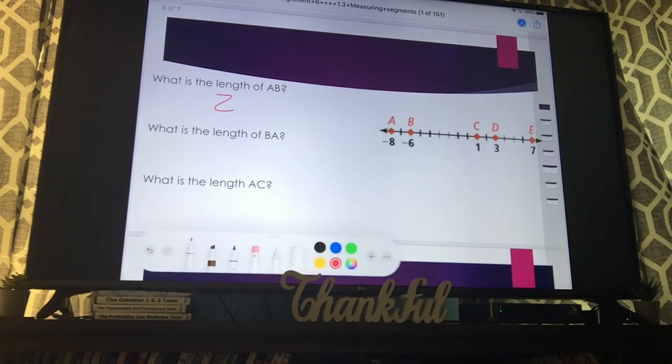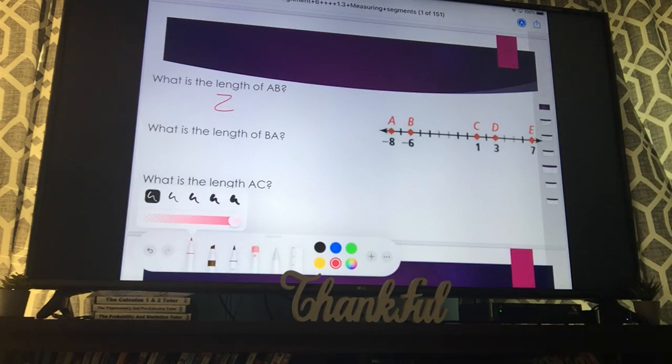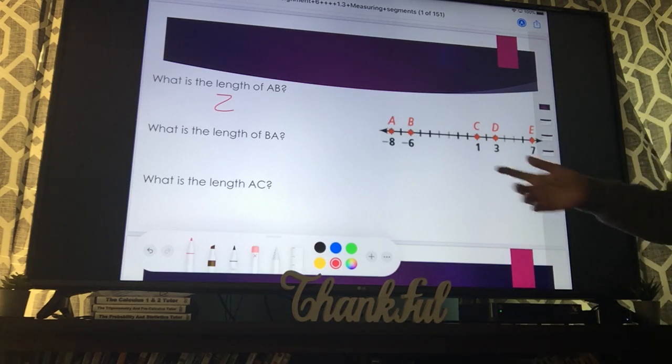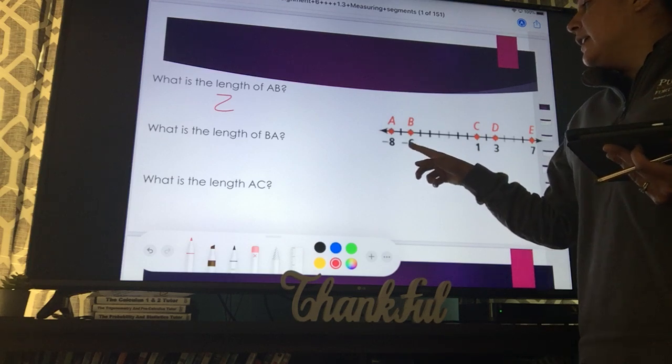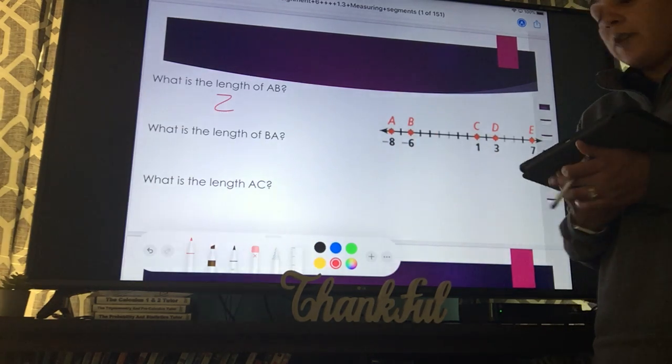Okay, and then it says, well, what is the length of BA? Well, we don't even really need to look at that because with segments, it doesn't matter if we're looking at AB or BA. Okay, so even if we did B is at negative 6, A is at negative 8, the distance is still the same. It's 2.